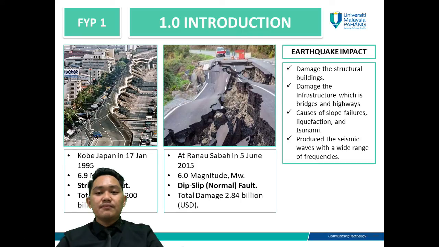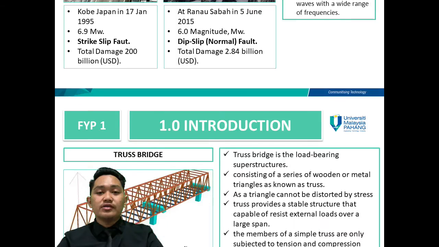Earthquake impacts damage structural buildings and infrastructure, which includes bridges and highways. Earthquakes also cause slope failure, liquefaction and tsunami, and produce seismic waves with a wide range of frequency. You can see Kobe, Japan, in January 1995, with a 6.9 magnitude strike-slip fault. Total damage was around 200 billion US dollars. In Malaysia, at Sabah on 5 June 2015, a 6.0 magnitude deep slip fault caused total damage of around 2.84 billion US dollars.